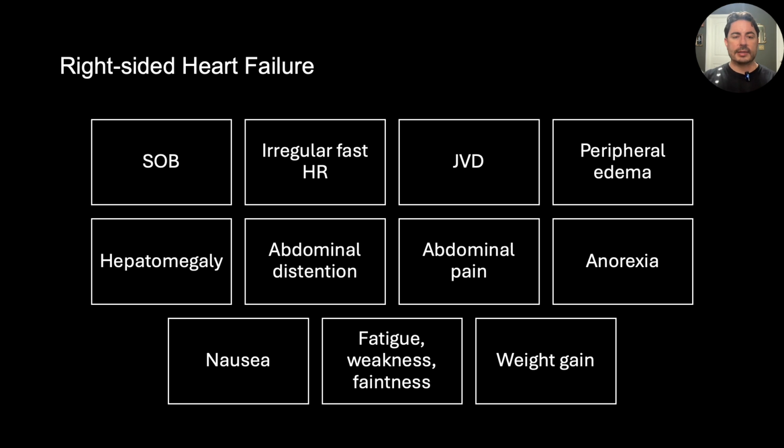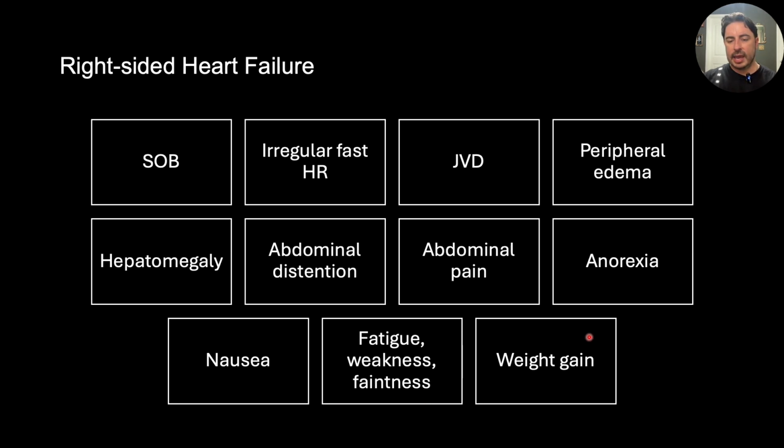When we look at right-sided heart failure, it's going to cause shortness of breath. You'll get that irregular fast heart rate, JVD, peripheral edema, hepatomegaly, abdominal distension, abdominal pain. It could lead to a decrease in appetite or having anorexia, nausea, fatigue, weakness, and faintness. This is all from a decreased amount of blood flow coming out of the left heart.